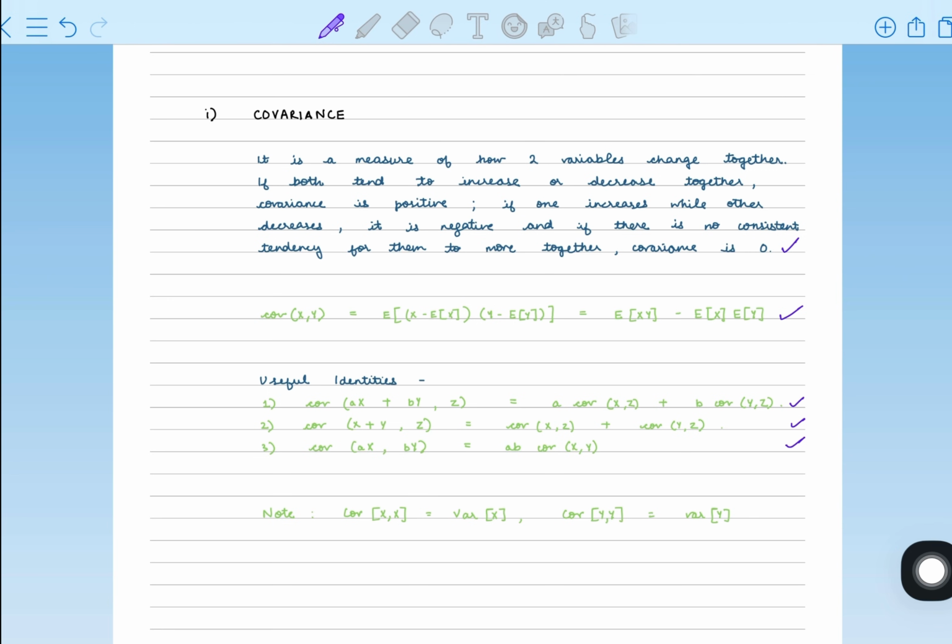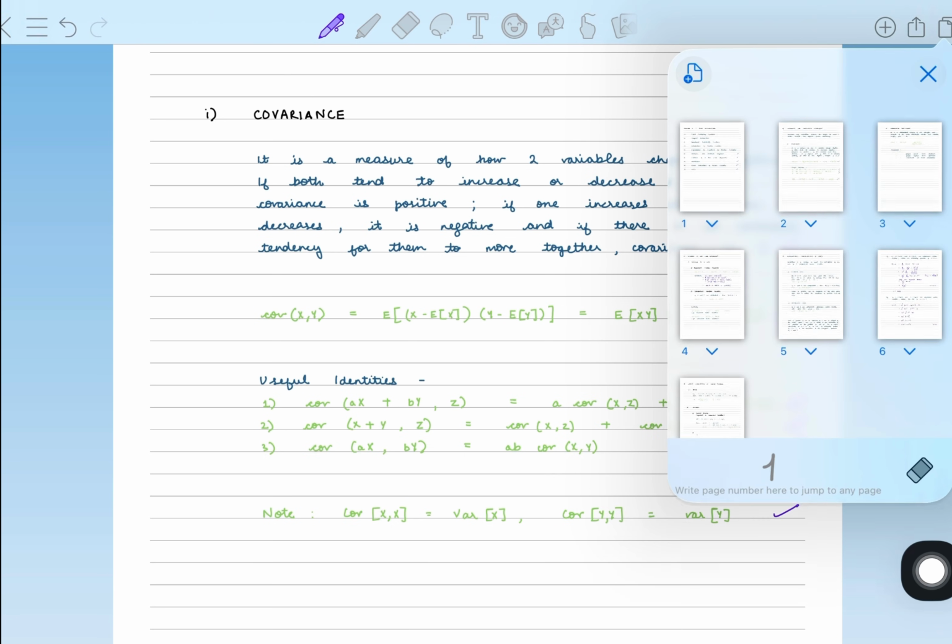Let's talk about a useful result. The covariance of x, x is the same as the variance of x. Similarly, the covariance of y, y is the same as the variance of y. These identities help us to simplify many variance and covariance calculations. Now, let's talk about correlation coefficient.